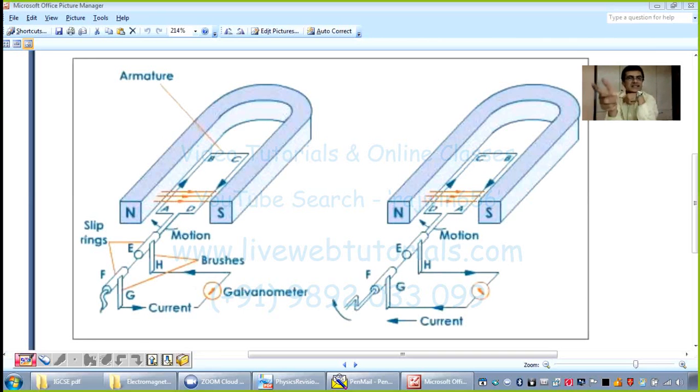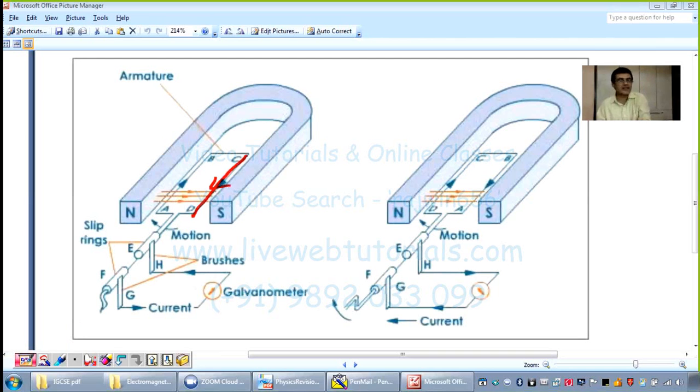Similarly, if I'm considering the CD part of the circuit, that part of the coil is moving downwards. So obviously in that part of the circuit, the current is going to flow in the opposite direction. It is going to come out of the page. This is going to happen until the coil reaches its vertical position.